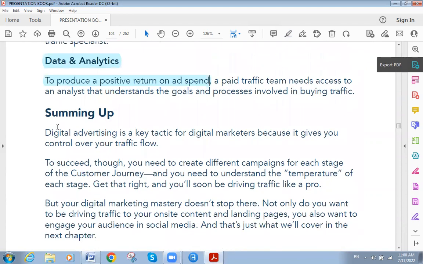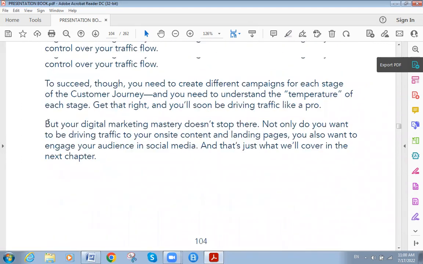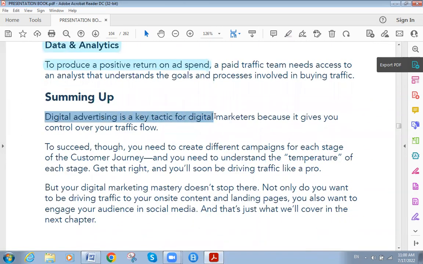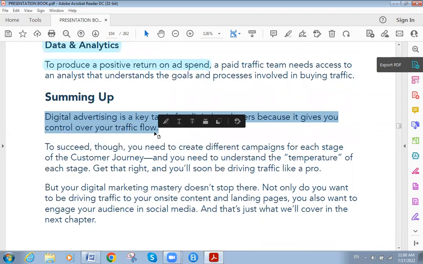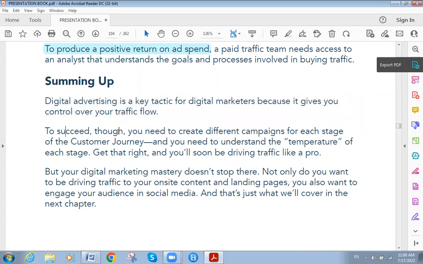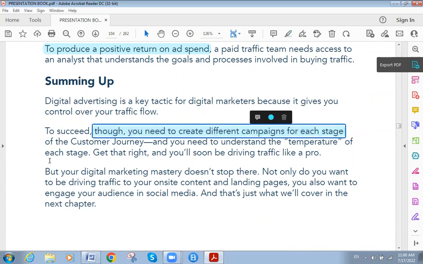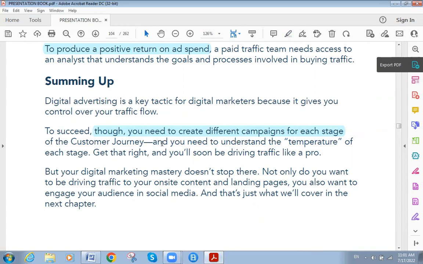Summing up. So here we will sum up this part. Digital advertising is a key tactic for digital marketers because it gives them control over your traffic flow. To succeed, though, you need to create different campaigns for each stage. Look at this, different campaigns for each stage. And not only the campaign, and then you just keep silent. No, it's continuous work. It is continuous work of the customer journey.